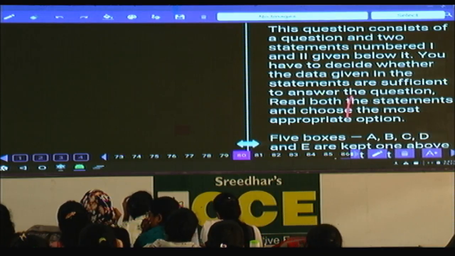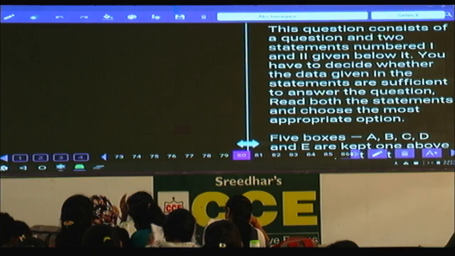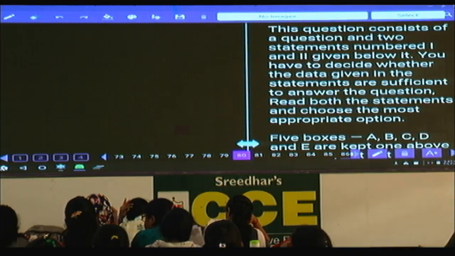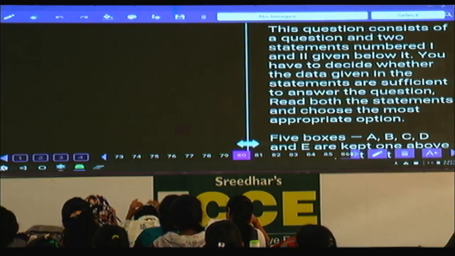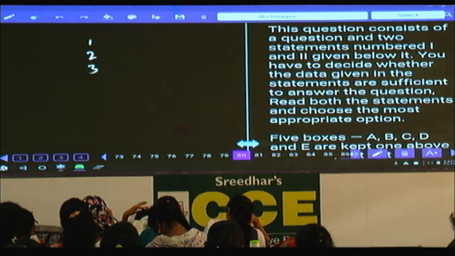Now this question is based on boxes. How many boxes do we have? There are 5 boxes. 5 boxes A, B, C, D and E are kept one above the other but not necessarily in the same order. What is the position of D in the given stack of boxes? 1, 2, 3, 4, 5.